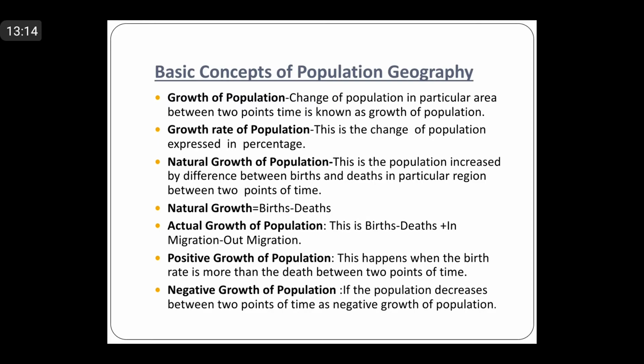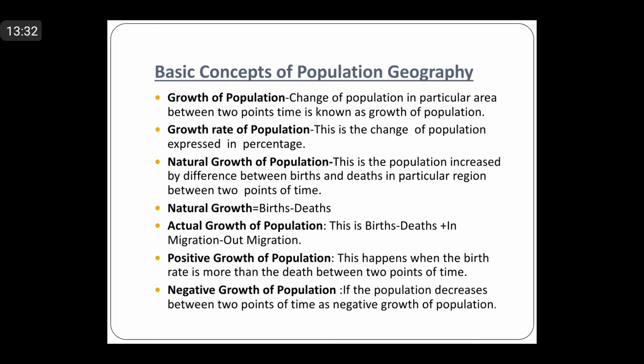Then the natural growth, births minus deaths, natural growth. The natural growth rate is the difference, minus here means what? That the natural growth rate is the difference between the birth rate and death rate. Then comes your actual growth rate.